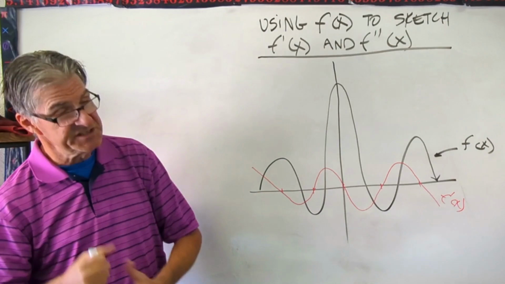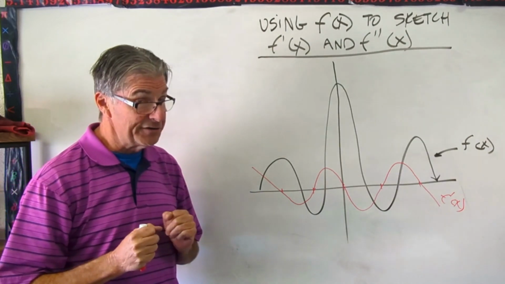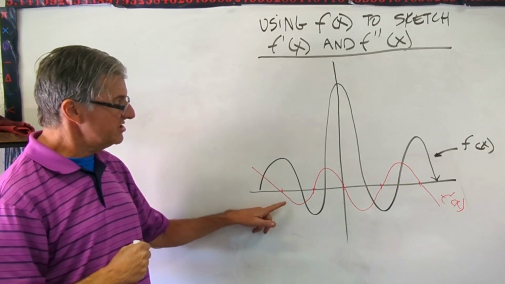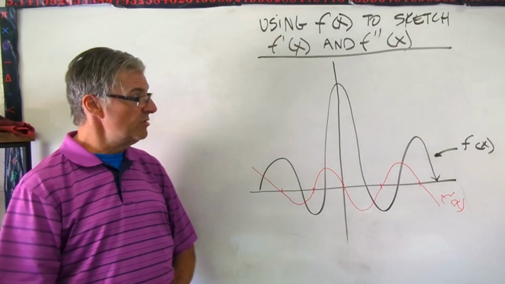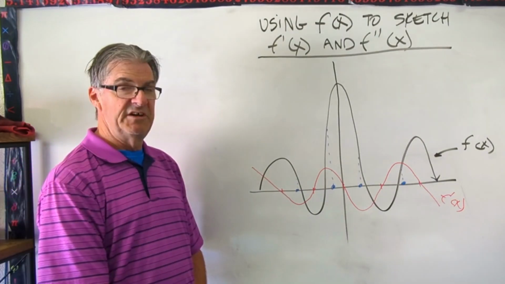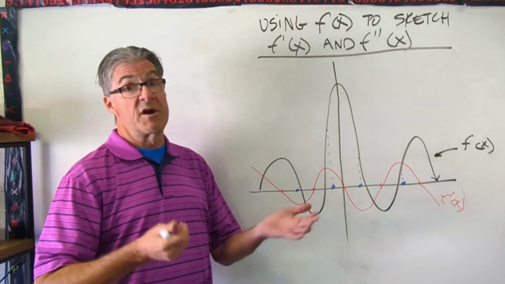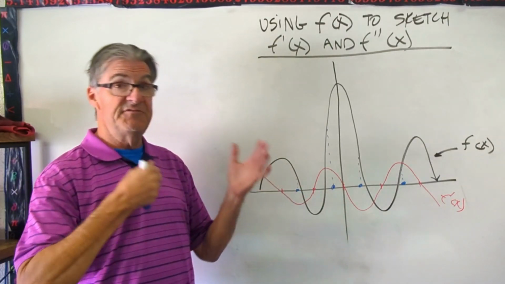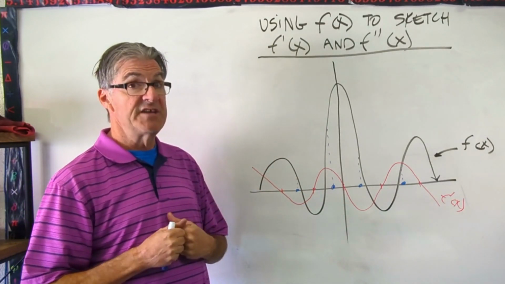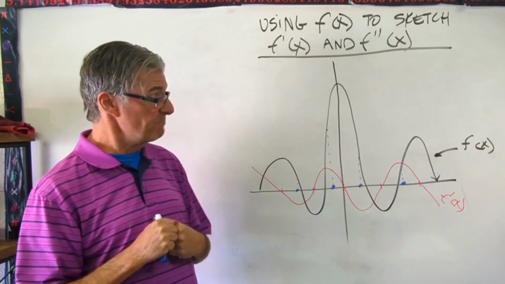Now, I want you to pause the video, grab a different color pen if you have it, and I want you to sketch the graph of the second derivative of that function. Okay, let's see how you did. Now, remember, to figure out where the second derivative goes from positive to negative to positive, you have to find the points of inflection, okay?